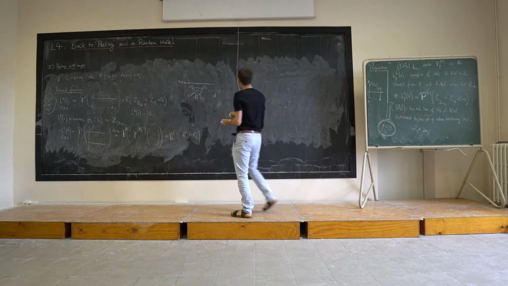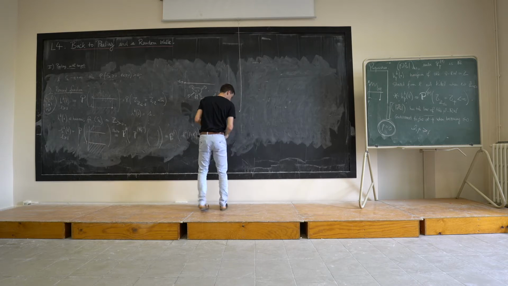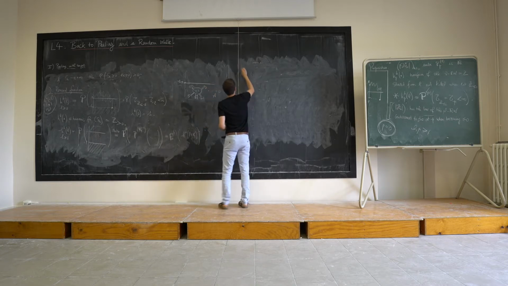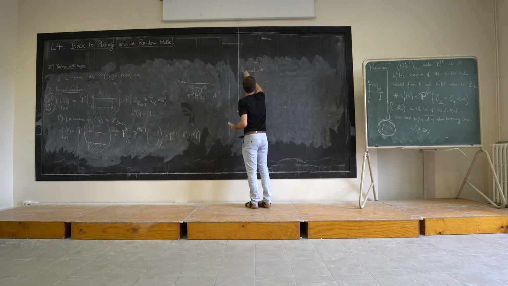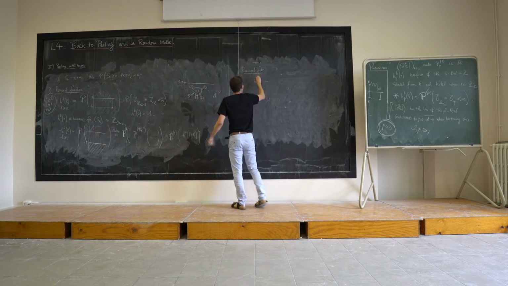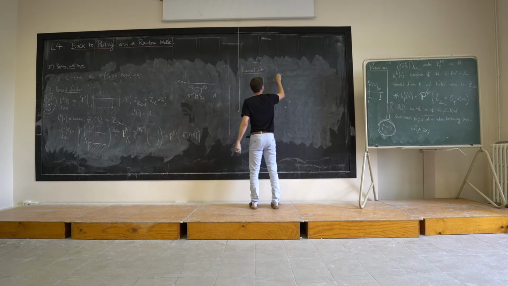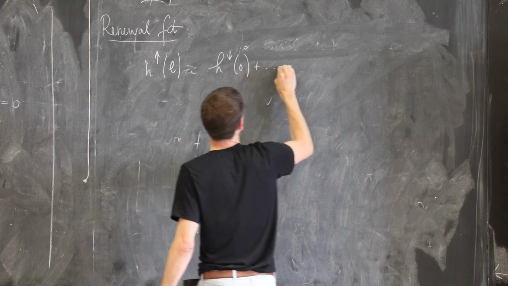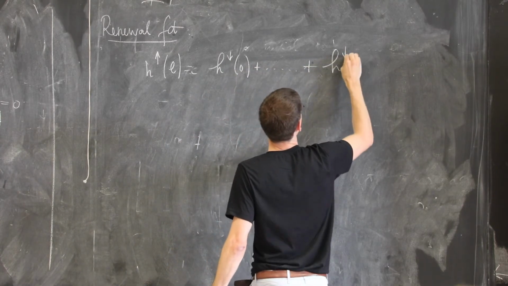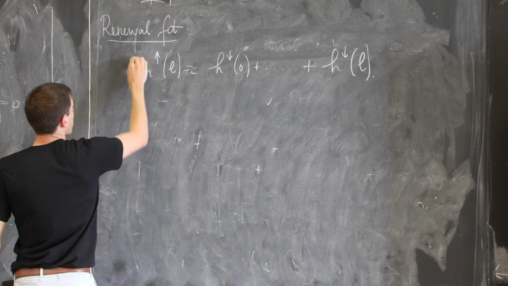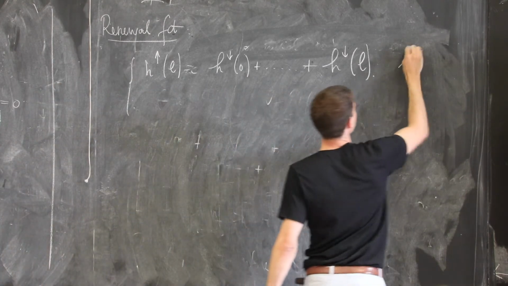So what is a renewal function? I go slower in a master course in Orsay, don't worry. The renewal function is just the discrete primitive of this function here. So you introduce h up arrow of L, the discrete primitive: h of 0 plus and so on, plus h down arrow of L, for L bigger than 0.